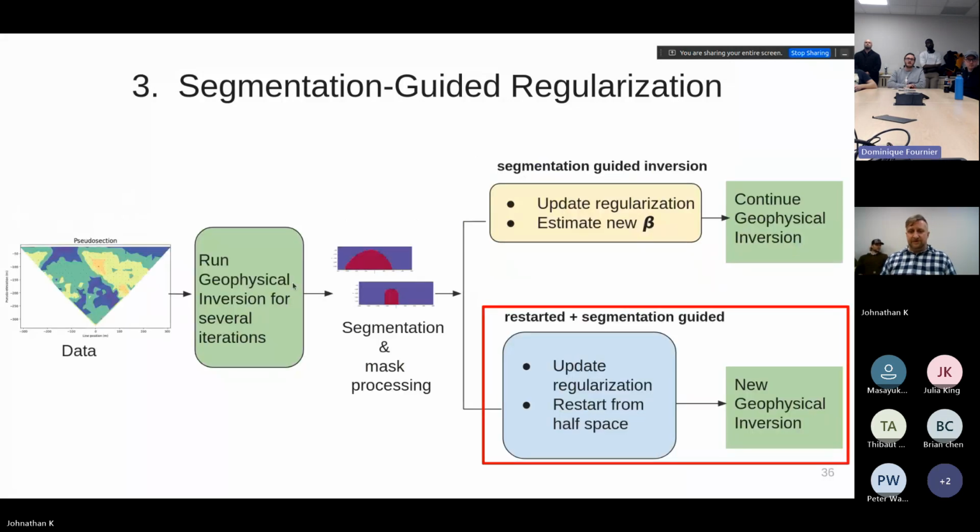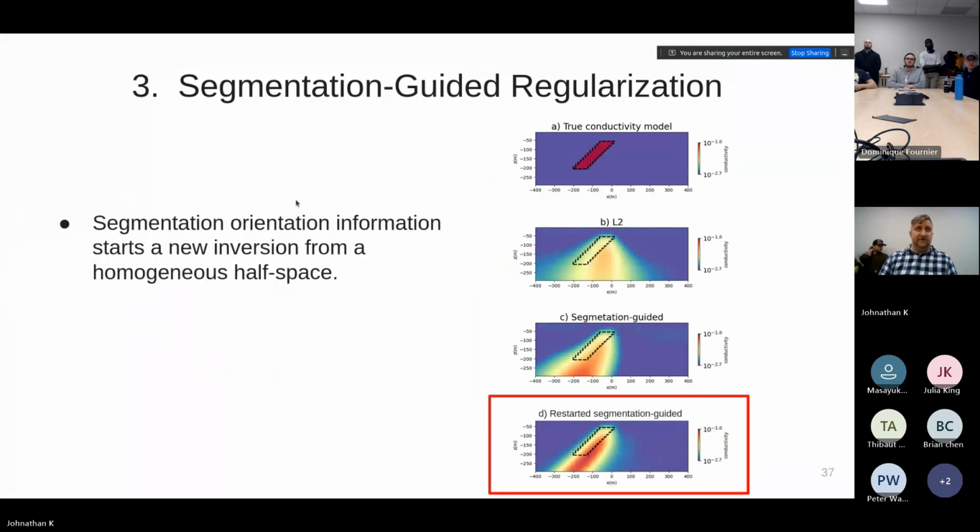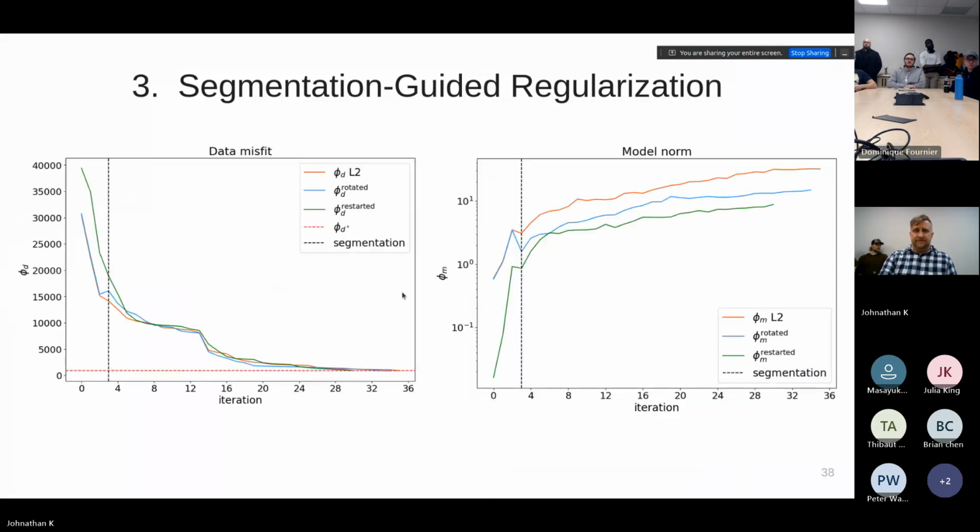Now, if we update the regularization and restart from the half space, we get quite a good result. We get a much less ambiguous dip and a pretty good estimation on it. And then again, we're not really fitting the data any earlier or any quicker, but a few iterations. But what we are seeing still is that we're ending up with simpler models. The regularization is much less when we actually incorporate the structure.